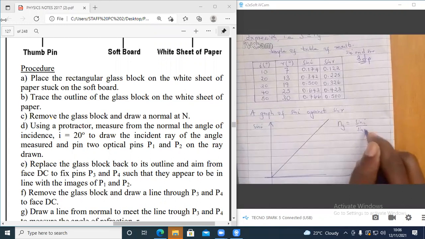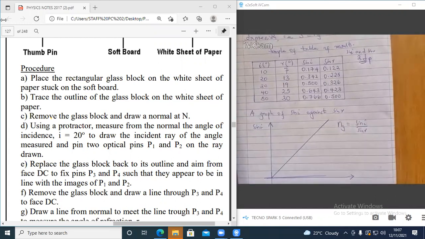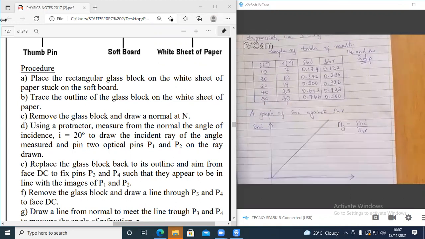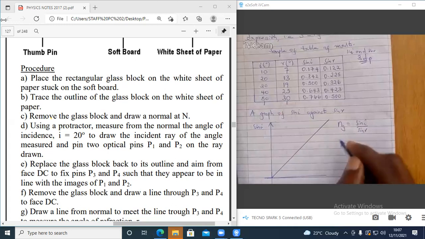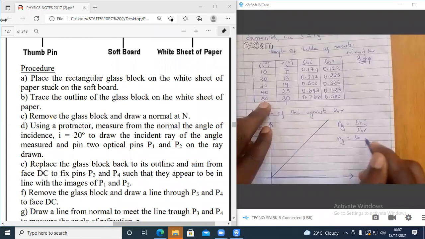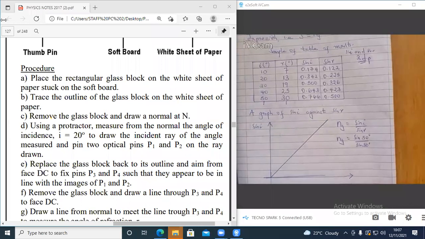Now, if these were your experimental values, remember we said refractive index is equal to sine I divided by sine R. So I will just pick any two sets of values. I can pick 50 and 30. So I'll say sine of 50 degrees divided by sine of 30 degrees.